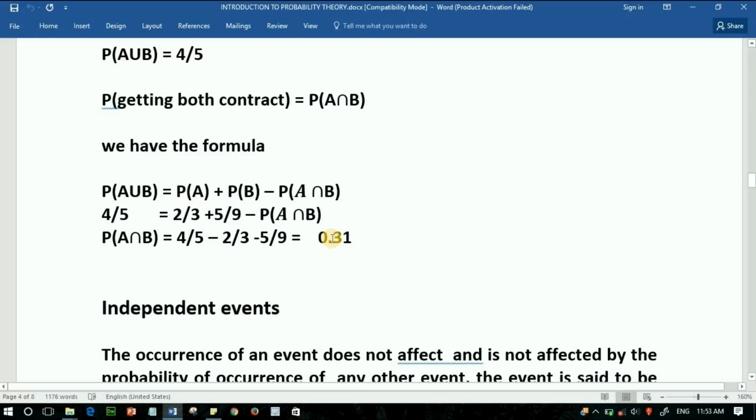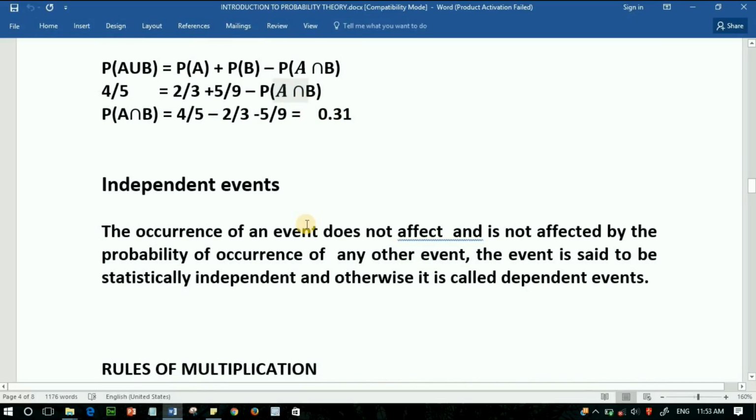0.31. Then what are independent events? The occurrence of an event A does not affect and is not affected by the probability of occurrence of any other event. The events are said to be statistically independent, and otherwise they are called dependent events. For example, in the case of a box containing 10 boards, we are taking 2 boards from that box and we are not replacing, it is dependent. If it is replacing, the next time when we are taking another 2 boards, these are independent cases.